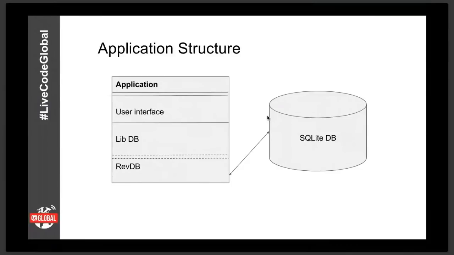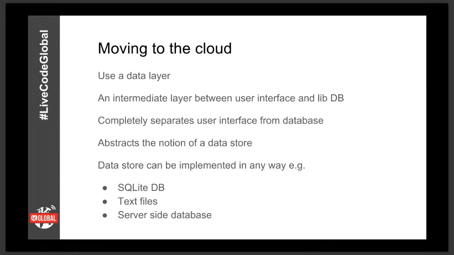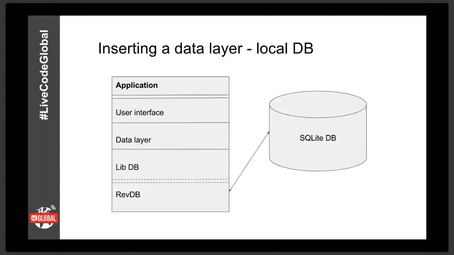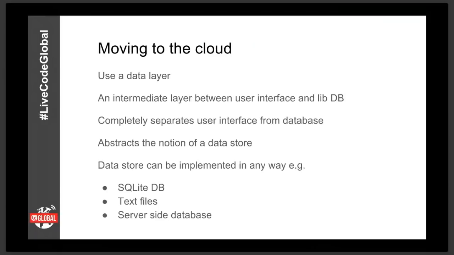So if you remember from the last time we talked about the structure of our app, you'll notice our sort of 3 layers there: our user interface, then our database library. That's where we abstracted all our database commands into a sort of single, nice, easy to use library, and then had that talk to our revdb, which talked to our SQLite database. Now, the last thing we talked about last time was introducing an intermediate data layer. So I'll quickly go here. So you notice the data layer there sits in between the user interface and libdb.